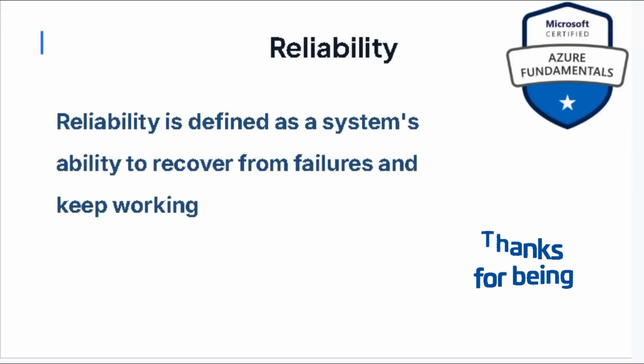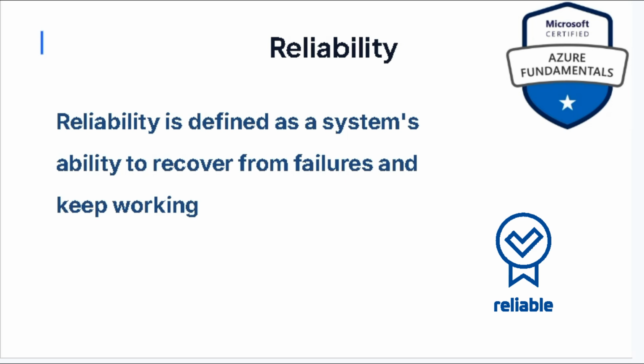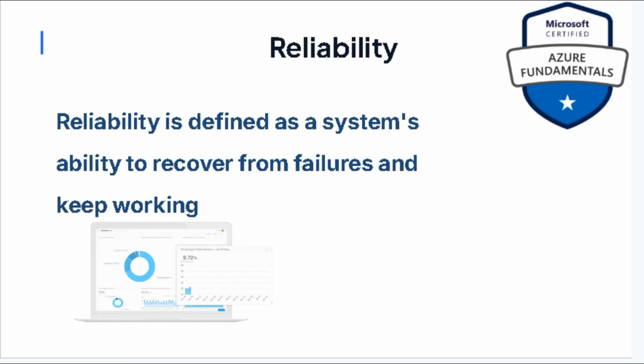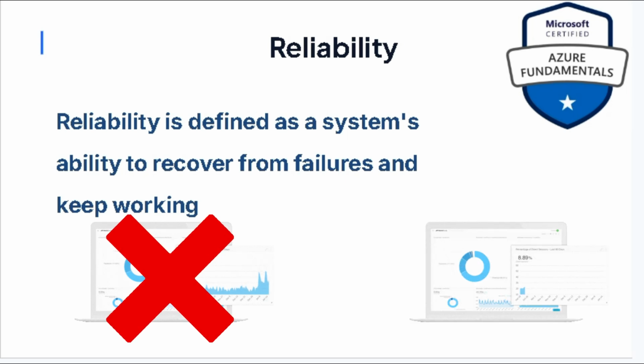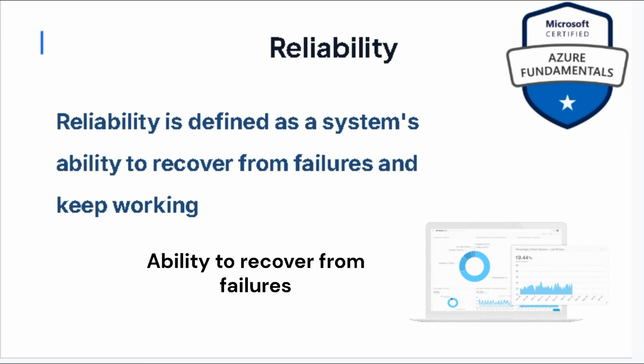Reliability is defined as a system's ability to recover from failures and keep working. Example, if for whatever reason the data center where my data is stored fails, I want it to be reliable, so that I can go to a different server and my data is still working. This is what reliability means: the ability to recover from failures. These are the key words: ability to recover from failures.